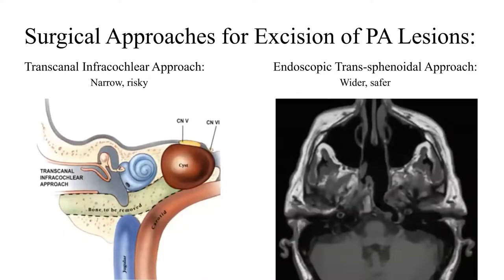The last slide, I think, is just two surgical approaches for the petrous apex, showing a nice contrast of a transcanal infracochlear approach, where you lift a tympanomeatal flap transcanal. You drill this area of bone highlighted in green, trying to avoid the jugular, carotid, and cochlea to access, in this case, a cystic lesion. But obviously, it's a narrow little gap to go through.